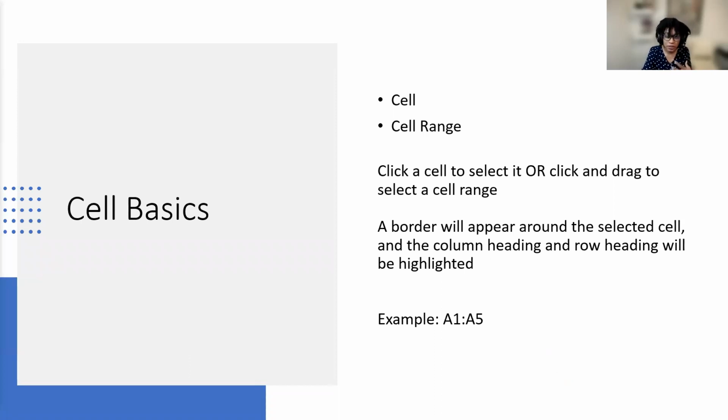Selecting a cell is really quite simple. You'll just click on the cell you want to select, and then a border will appear around that cell. And then from there, you can begin inputting your information. And to select a cell range, you're just going to click and drag to select that cell range.